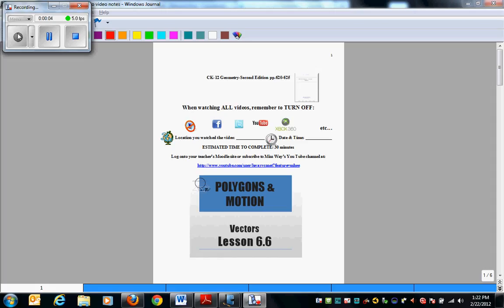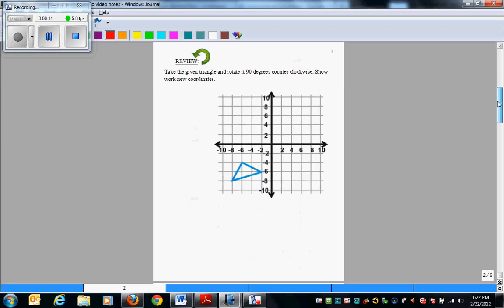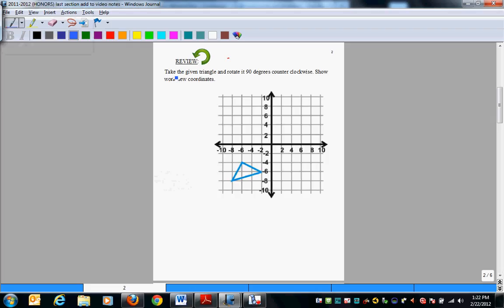Going to be talking about polygons and motions, vectors. Before we do that, let's review. We just studied translation, reflection, rotation, and dilation. And what we have here is we want to take the triangle and rotate it 90 degrees clockwise. I'm going to draw the arrow, 90 degrees clockwise, show and work the new coordinates.